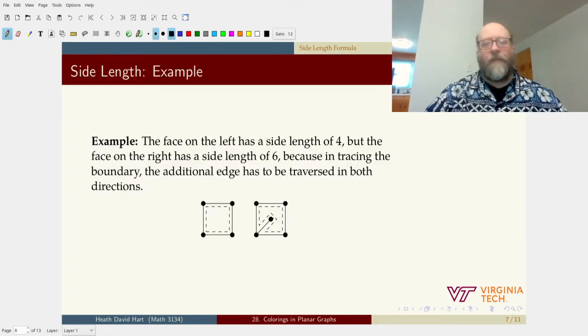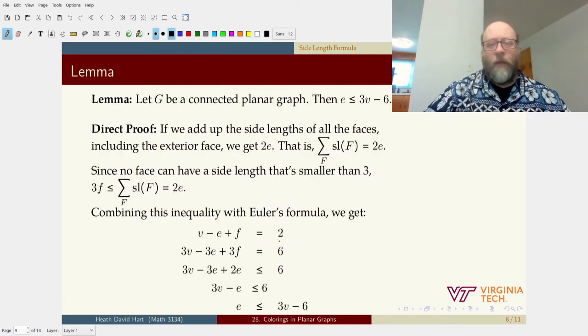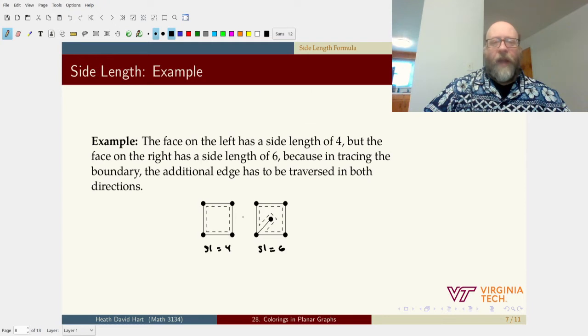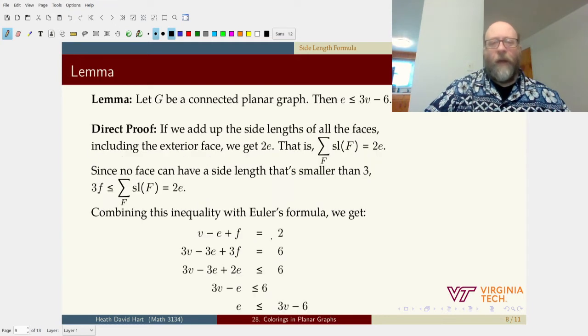What if my face has an extra edge in it? So this has a side length of 4, but this has a side length of 6. If I'm tracing around the shape, 1, 2, 3, 4, I have to go up the edge and back down the edge to get through the cycle here. And therefore, I had to trace this edge twice. And so that makes this have a side length of 6. We're going to use side length in the next proof here.